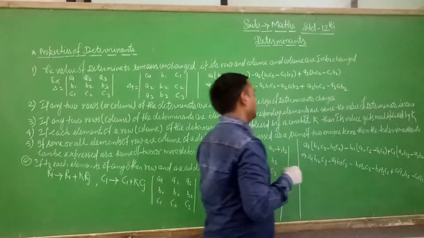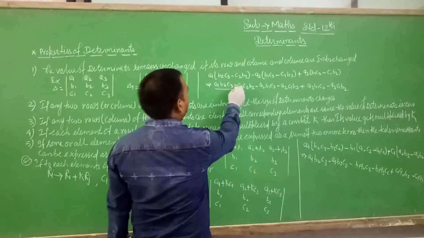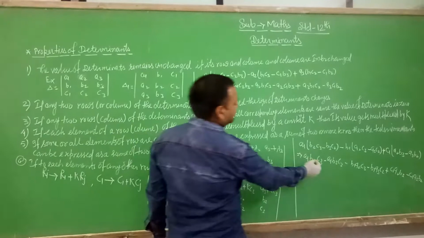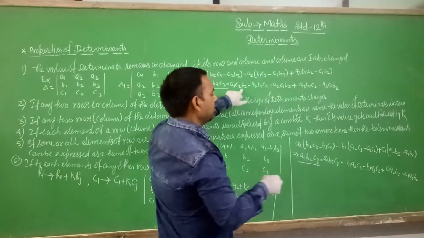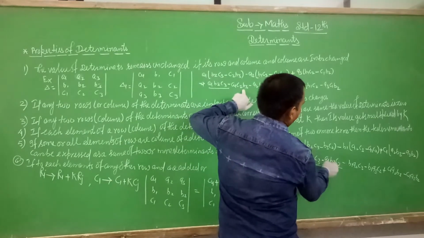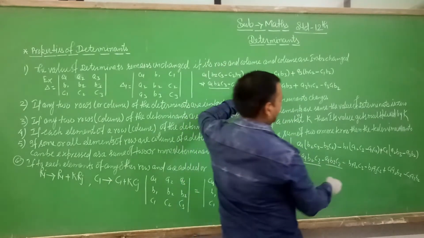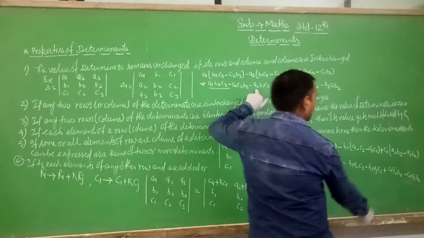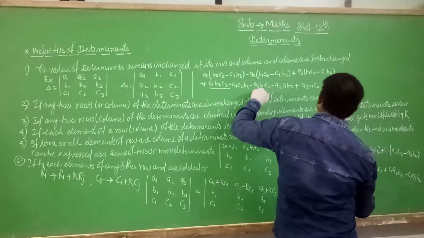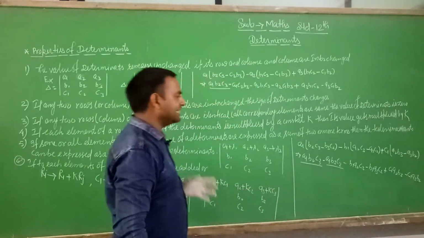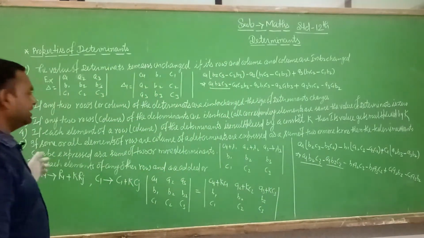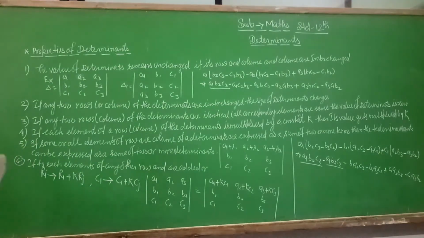So the first element is A1 B2 C3, and here it is also A1 B2 C3. Second, A1 C2 B3, and it is also A1 C2 B3. Then A2 B1 C3, and here also A2 B1 C3. So you find that all the elements are similar to each other. So you can say that if you interchange rows into columns, there is no change in the value of the determinant. I think all of you understand the first property.